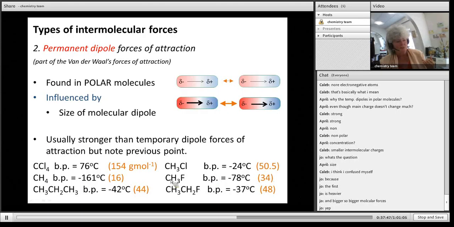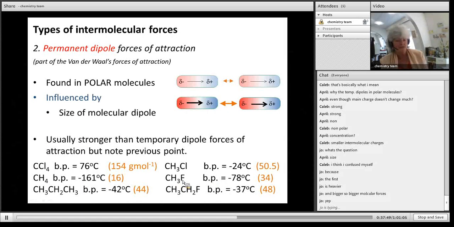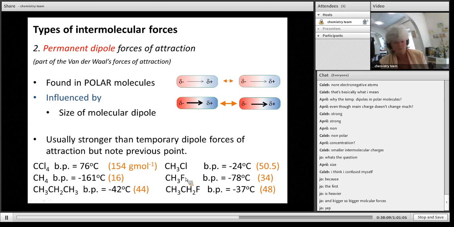But the reason here is partly because of the mass. The bigger the mass, the stronger the temporary dipole force of attraction. But also here there'll be quite a big dipole, a molecular dipole. So it'll be this stronger separation or bigger separation of charge. So it'll be a stronger force of attraction. And you know that because F is very electronegative, so it's going to be pulling electrons to itself.